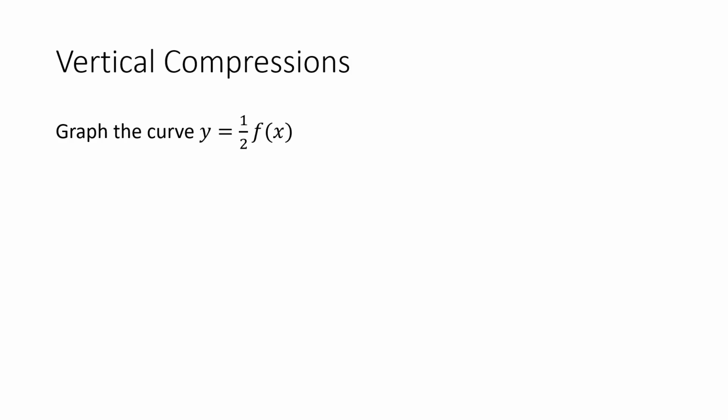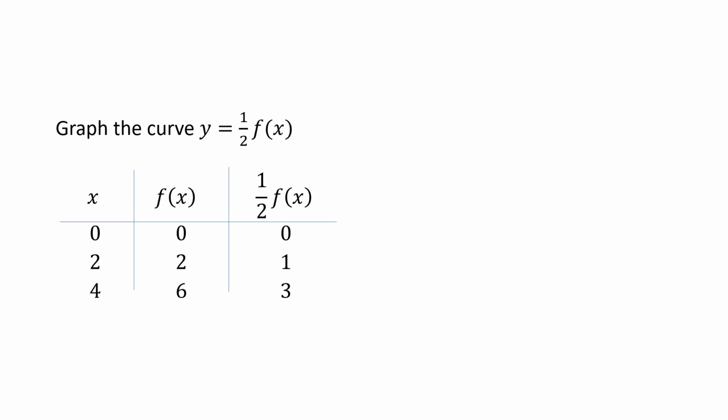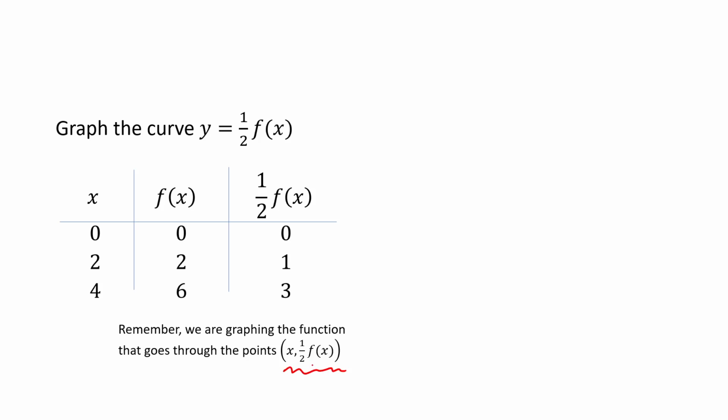Let's talk about vertical compressions. Let's say we want to graph the curve y equals 1/2 f of x. Well, we can determine points on the parent function, and as we discussed earlier, these are those points. Now, if we want to know what 1/2 f of x equals, we just multiply every entry in that middle column by 1/2. And then we can get rid of the middle column because we're just trying to graph the function that goes through the points x, 1/2 f of x. How do we know that? Because we're literally saying y equals 1/2 f of x.